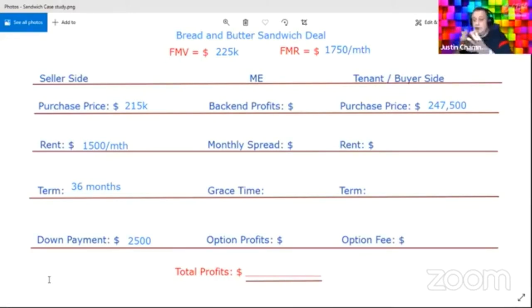$245,000. So I put $247,500. All right. It doesn't have to be an exact science here. I'm just in the right neighborhood. It's a bread and butter deal. Pretty house, three bedroom, two bath, two car garage.